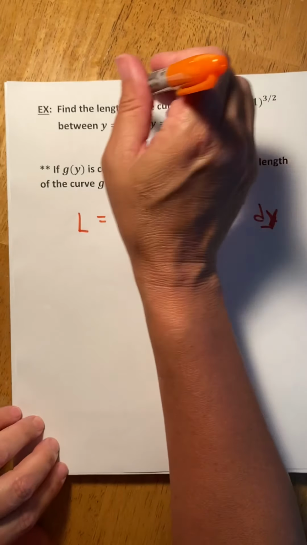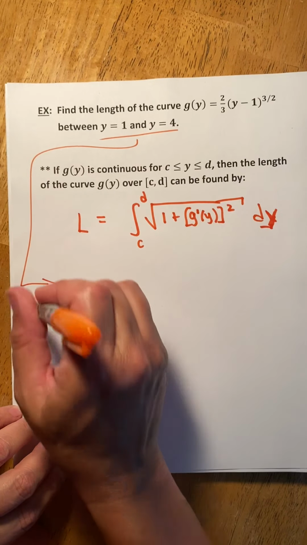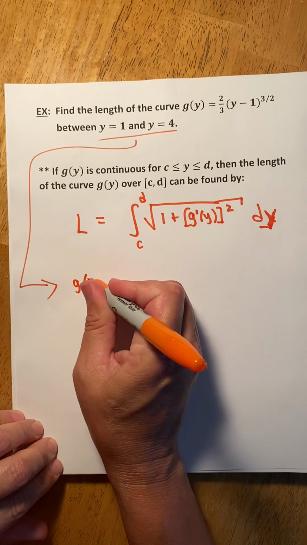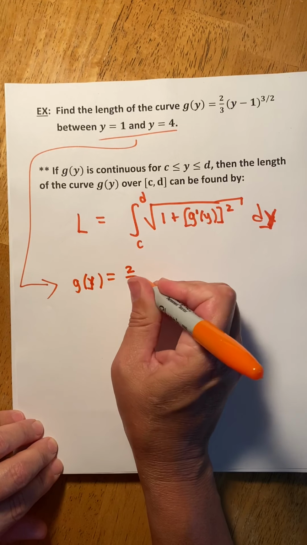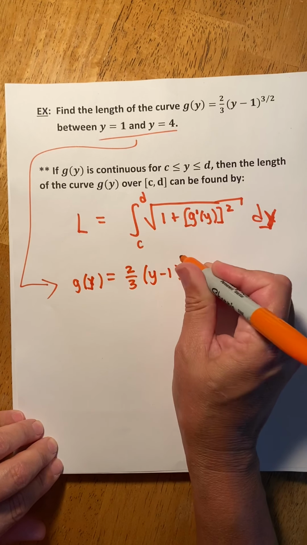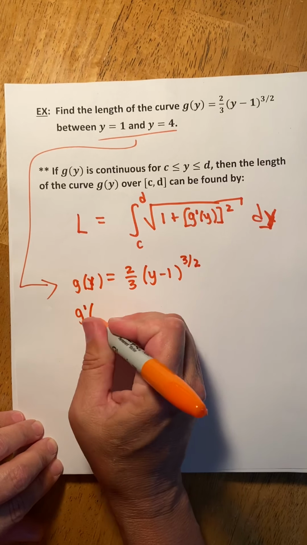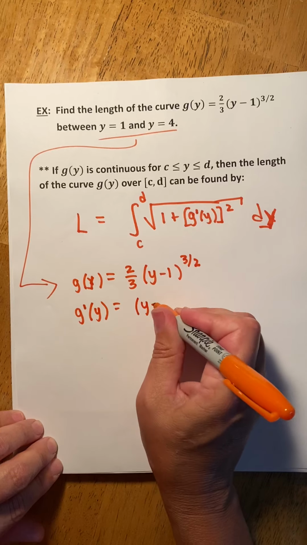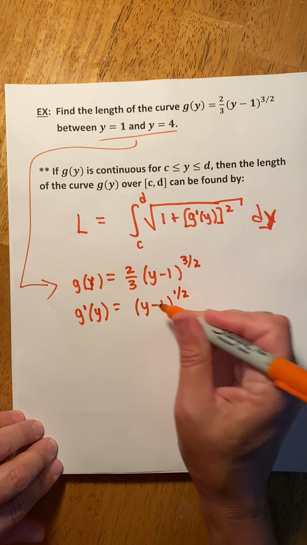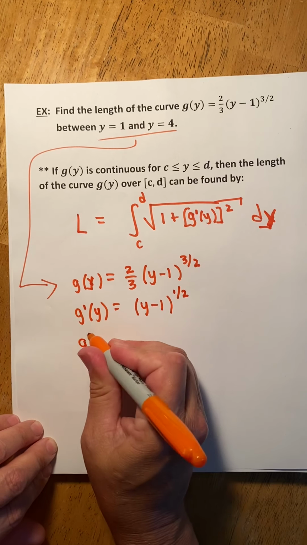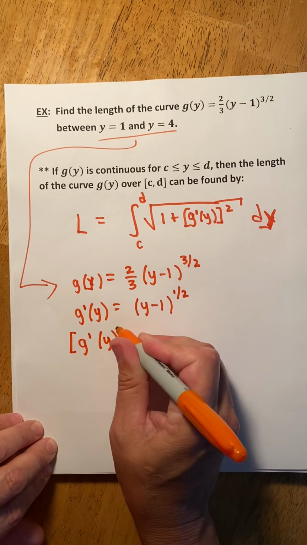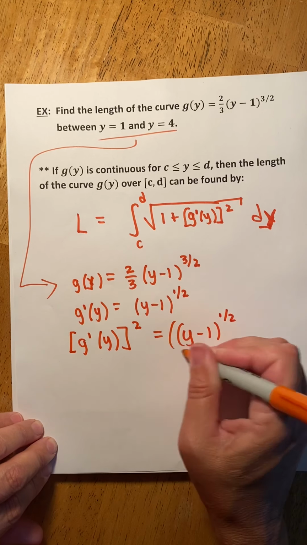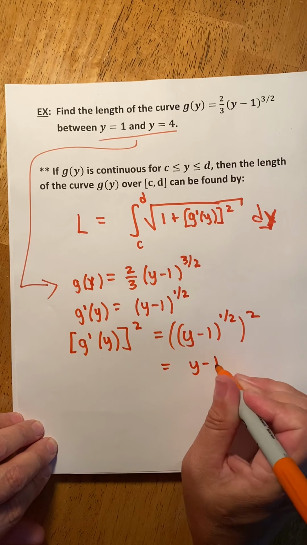Okay, so let's take this and go down here. We have g of y equals 2/3 times (y minus 1) to the 3/2. So the derivative of g, bring the 3/2 out front nicely, that cancels with the 2/3. We get y minus 1 to the power 3/2 minus 1, which is 1/2. The derivative of what's inside is just 1. So g prime of y squared is just y minus 1 to the 1/2 squared. We can see what's going to happen. It's just y minus 1.